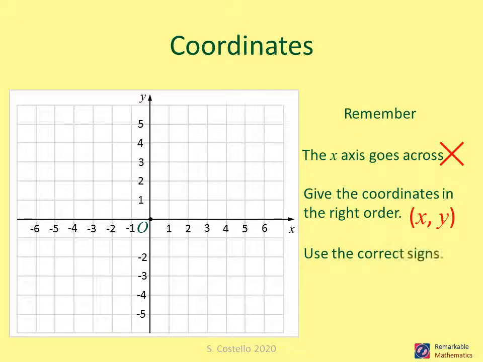Use the correct signs. In the first quadrant, both coordinates will be positive. In the second quadrant, the x value will be negative and the y value positive. In the third quadrant, both values, x and y, will be negative. And in the fourth quadrant, x will always be positive and y will be negative.